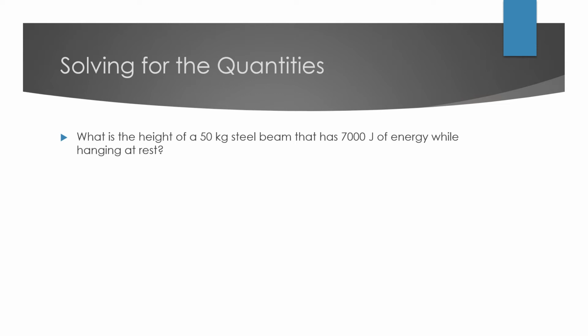So it says, what is the height of a 50 kilogram steel beam that has 7,000 joules of energy while hanging at rest? Okay, now it says 7,000 joules of energy. I want to be very clear. I'm not saying it's potential or kinetic, but you understand we're talking about two types. We'll introduce a couple more later on, but right now we only have these two types of energy, potential and kinetic. So if I have 7,000 joules of energy, I'm not saying what type it is. So let's read the problem and try to figure out some more things here.